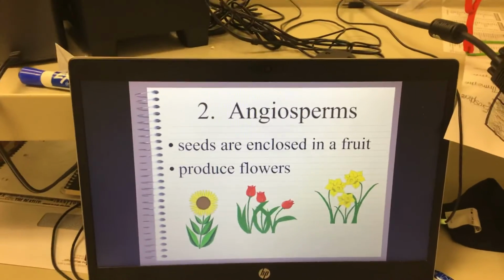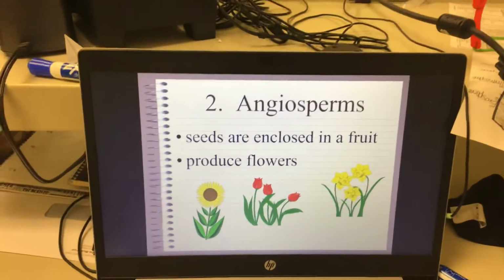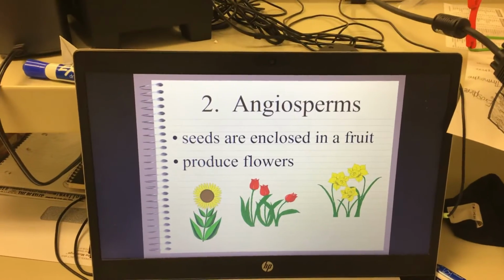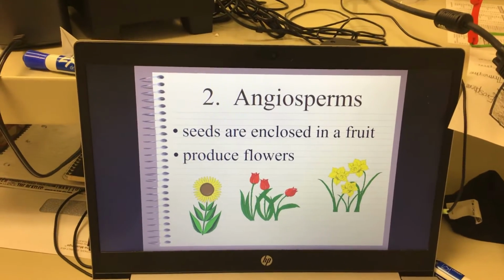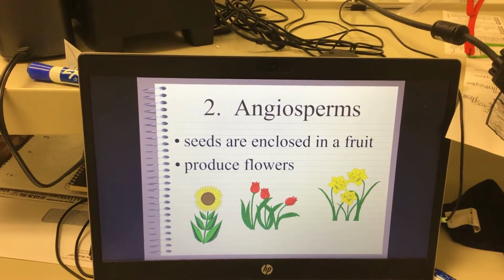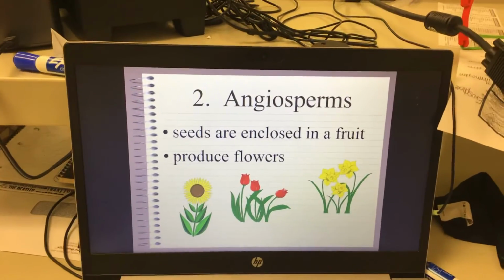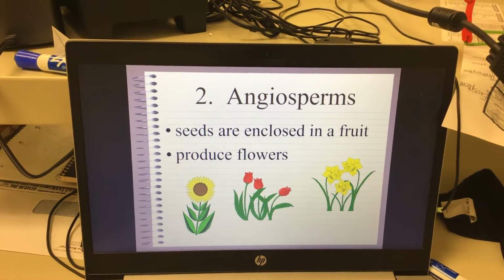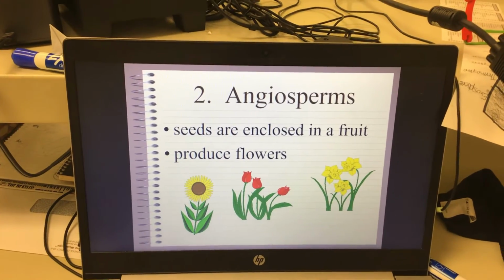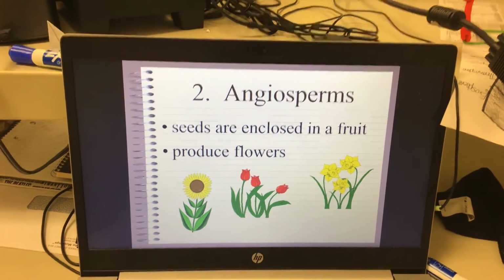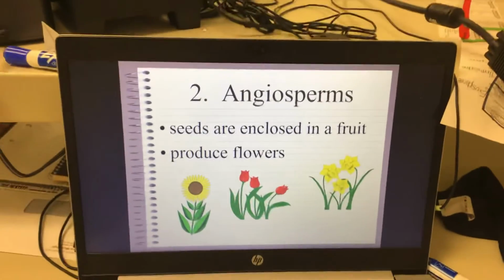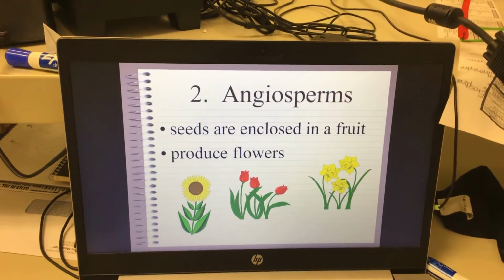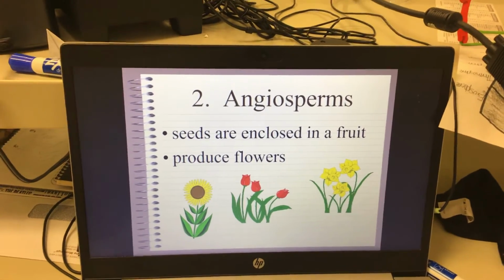Now, angiosperms are kind of the opposite. Angiosperms, seeds are enclosed in fruit, and they produce flowers. Seeds are enclosed in fruit, produce flowers. So most of the things that you planted in your garden are angiosperms. Those tomatoes, they have flowers and then they have fruit with seeds in them. Cucumbers, same thing. They flower and then inside the cucumber are seeds. Pumpkins, watermelon, any of these things, peppers, are angiosperms. They have a flower and they have fruit.